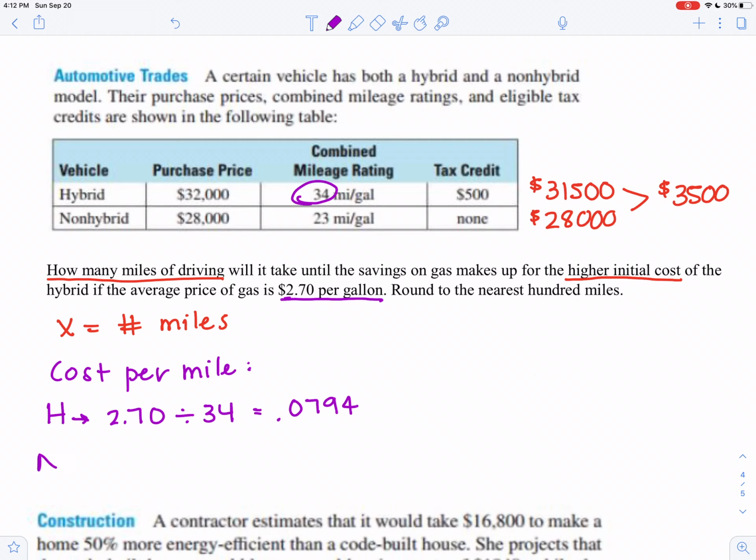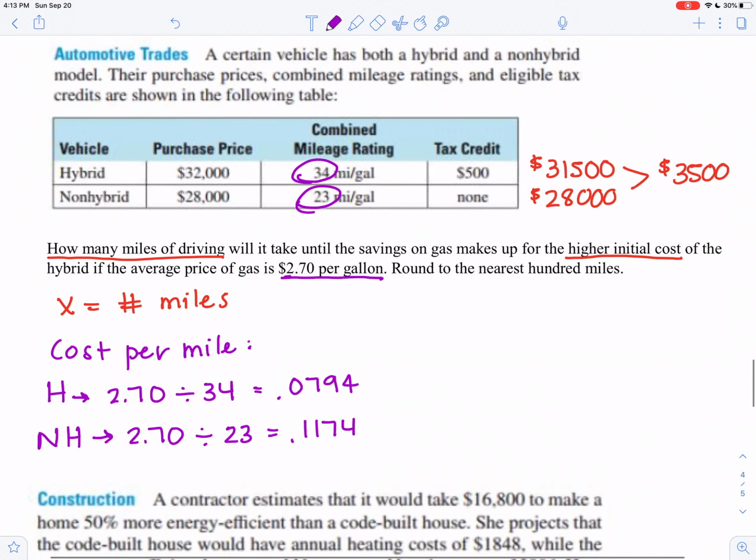Now, for the non-hybrid, if I do it the same way, gas is $2.70. It gets 23 miles to the gallon. So I convert this to a cost per mile of 0.1174, again, dollars per mile. That's what we're looking at here: how much does each car cost to drive per mile based on its gas mileage?